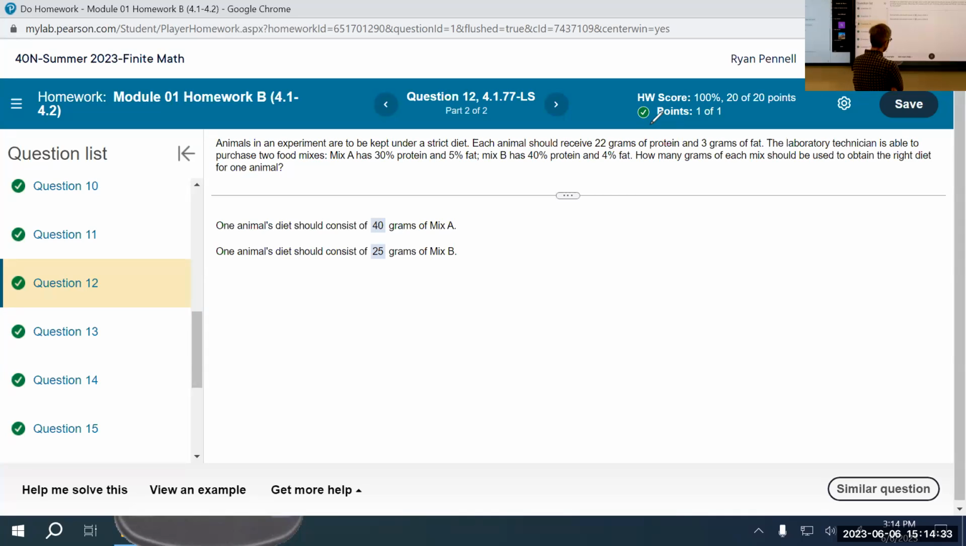So the animal should get 22 grams of protein and 3 grams of fat. So I think I could come up with a protein equation and a fat equation, just like I did with price and tickets. That's what I think I can do. I'm going to try to do it. Now my variables are A and B because I'm trying to solve for mix A and mix B.